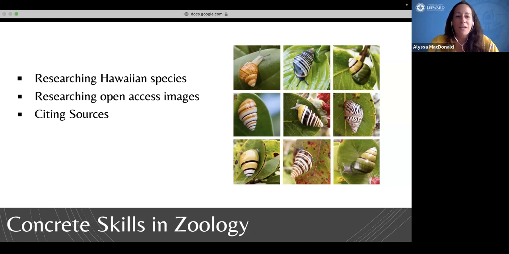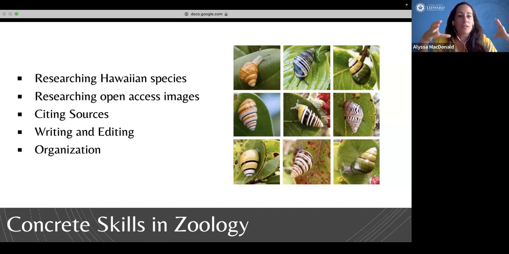Some other things, obviously writing and editing is a big portion of the tangible skills, and being able to stay organized and having critical thinking, all of that is really important for the students as basic things that they're going to need in their life. So even though they're taking the zoology to fill their biology requirement or their science requirement, this is a great way to integrate all that and sneak in some extra learning along the way.